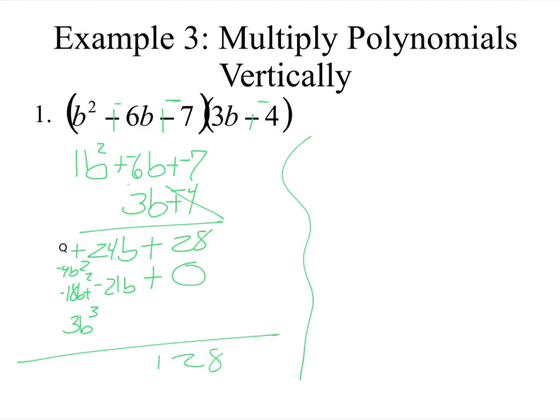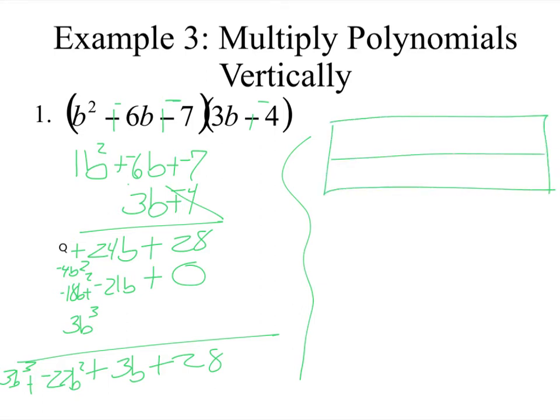So 28 plus, that would be positive 3b. Negative 4b squared and negative 18b squared is negative 22b squared. And the 3b cubed didn't have any like terms, so it just comes down. So it really is a matter of, do you remember how to long multiply? And can you keep everything nice and organized? It's basically two different organizational methods.